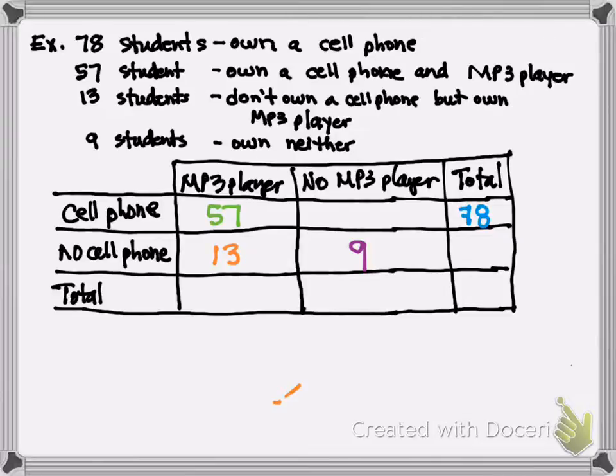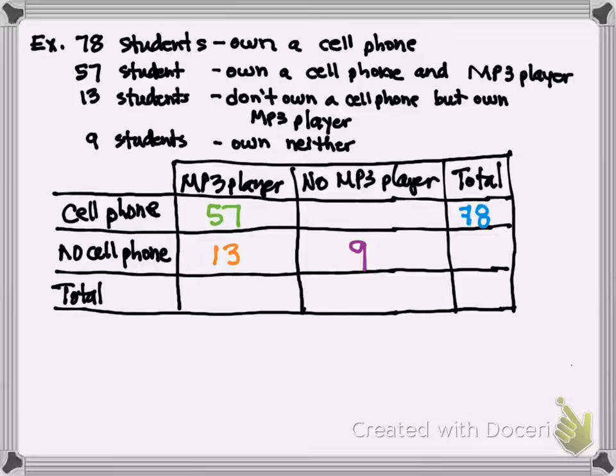Because it says owns a cell phone, didn't make any qualifiers about having an MP3 player or not having an MP3 player. It just says owns a cell phone. So we know we have a total of 78 students that would have to own a cell phone. So our job now is to fill in the gaps. So take a moment and fill in the gaps. Okay, somebody give me one answer on how they got that one answer. So where does it go and how'd you get it?